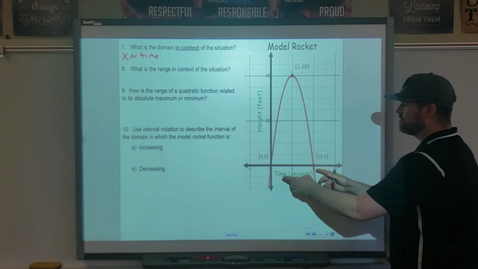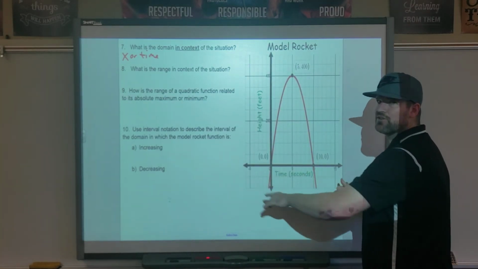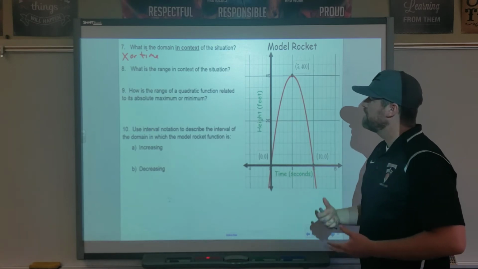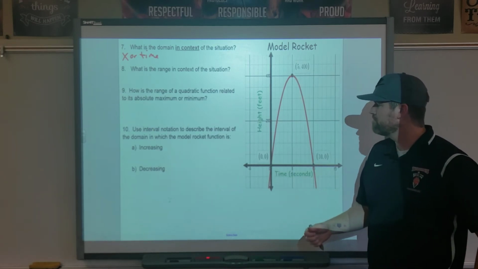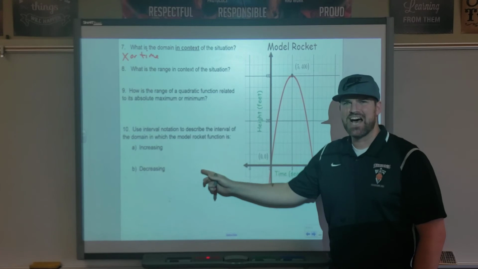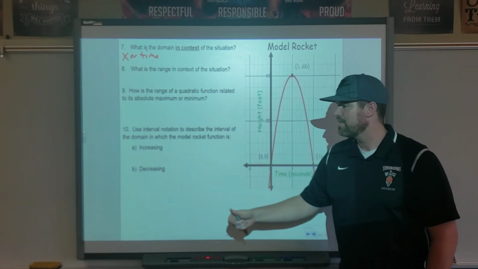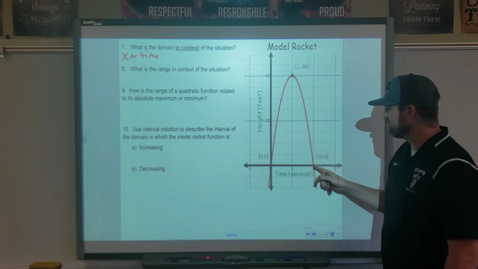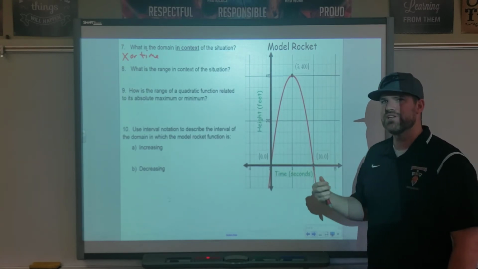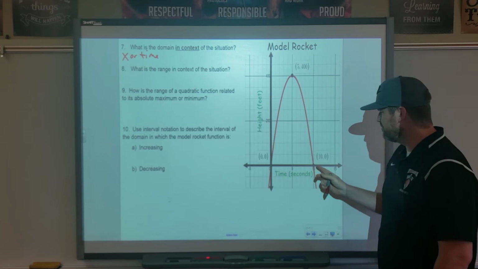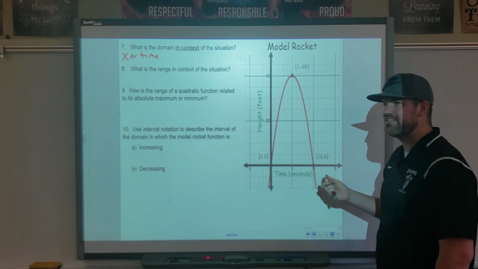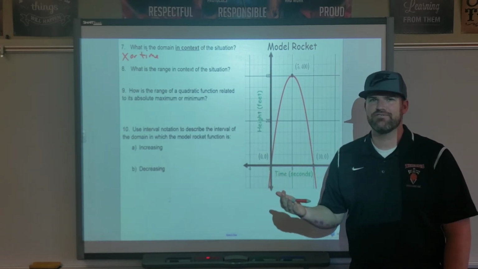And if I just looked at the graph, it would keep going forever left and right, and my domain would be all real numbers. But in context of the problem, are we going to go back in time? No, we're not going to look at negative time. Also, the rocket hits the ground at 10 seconds. At that point, the flight is over. So I don't really care what happens after 10 seconds because the rocket has already completed its flight.